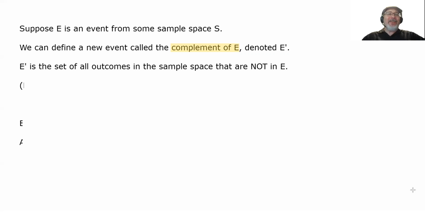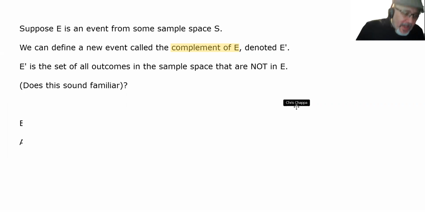So let me read that second sentence again. We can define a new event called the complement of E, denoted E complement with an apostrophe. E complement is the set of all outcomes in the sample space that are not in E. Seriously, does this sound familiar? If you're starting to have flashbacks to Chapter 2 set theory, you should. Because back then we defined the complement of a set as the set of all elements in the universe that were not in the original set. Well, if you think of the sample space as the universe, this is the exact same definition. So the complement of E is basically all the outcomes that are not accounted for in event E.